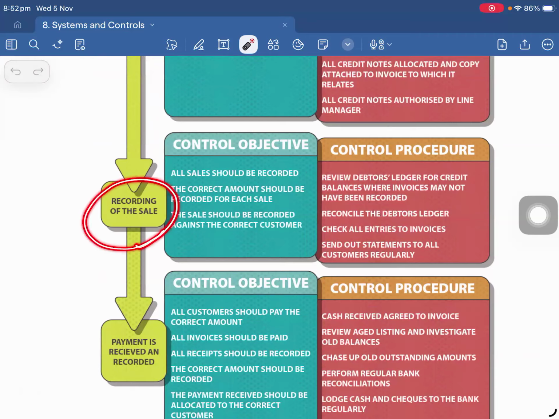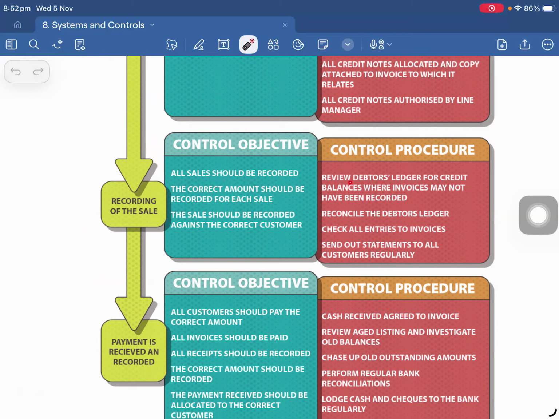You need to record the sale. So, when you record the sale, what are the objectives that you are going to accomplish? You need to ensure that all the sales are recorded. You need to ensure that the correct amount of the sale is recorded for whatever sale has happened. Now, the sale should be recorded against the correct customer. So for all of these things, certain controls you're going to keep in place.